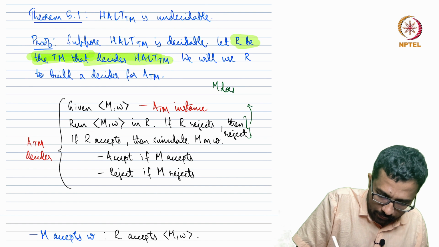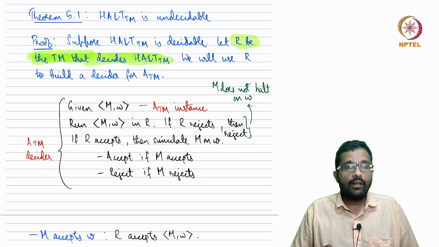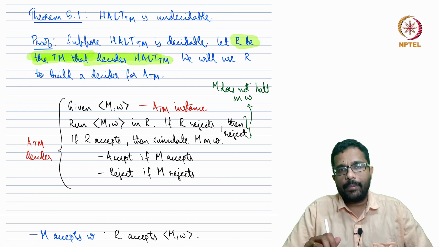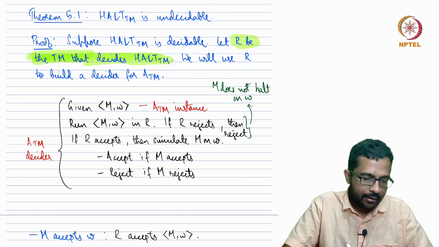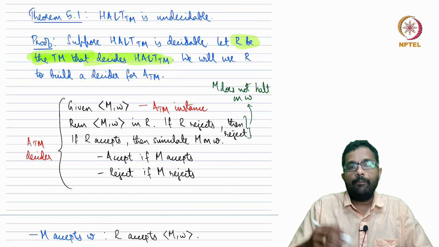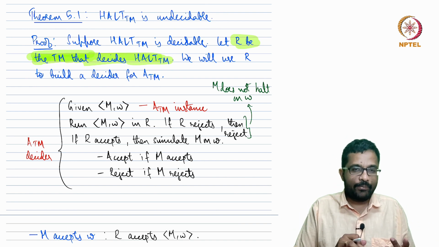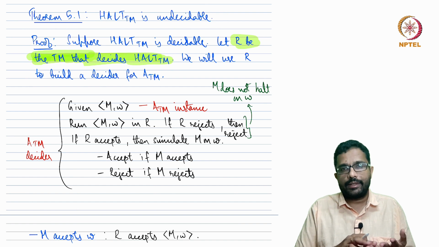M does not halt on W. That's when we reject here. Suppose R accepts the pair M comma W. What does it mean? This means that it's a yes instance of HALT-TM, meaning M halts on W. But then halting could mean two possibilities further, right? M could accept or M could reject.